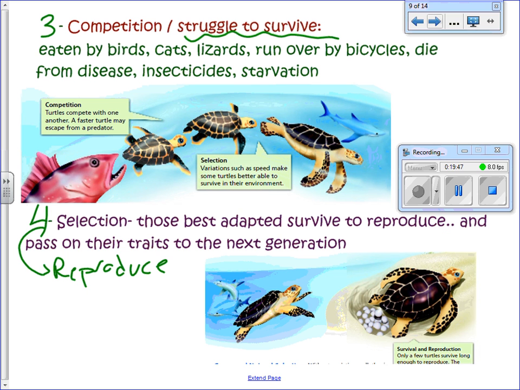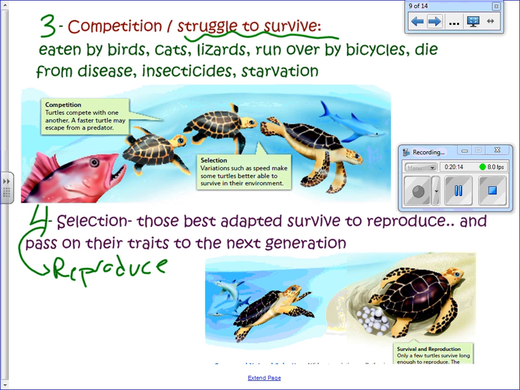So the struggle to survive, when you look at something like a pet, your dog, your cat, are they struggling to survive? Not so much in the same way. We're feeding them twice a day. We're giving them a home. They're not really worrying about being killed by predators or hunting for food. Yes, but that's not his only source of food, right? If he doesn't catch enough food, he's still going to live.